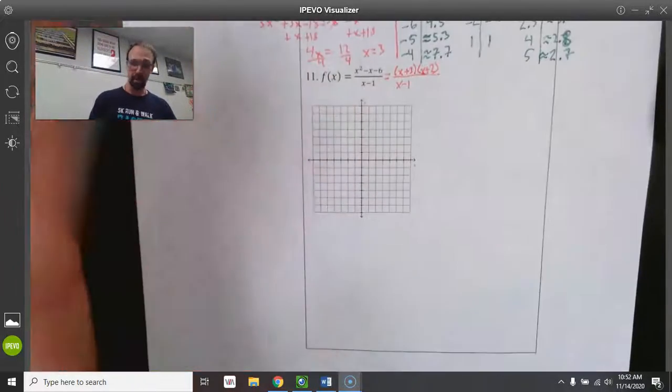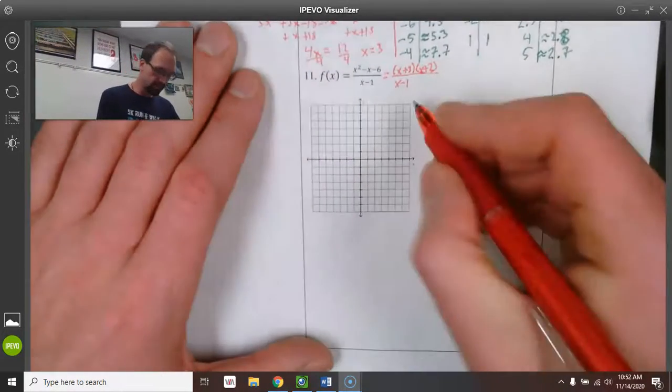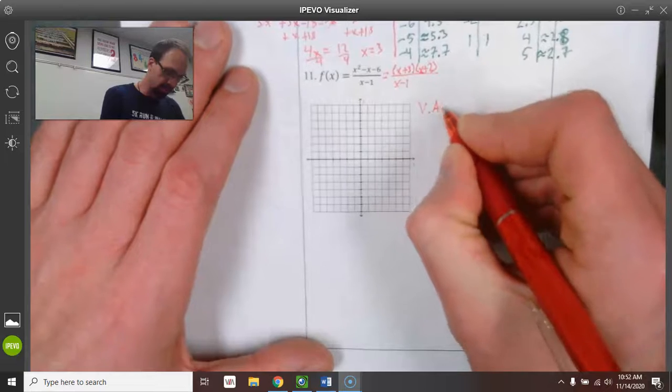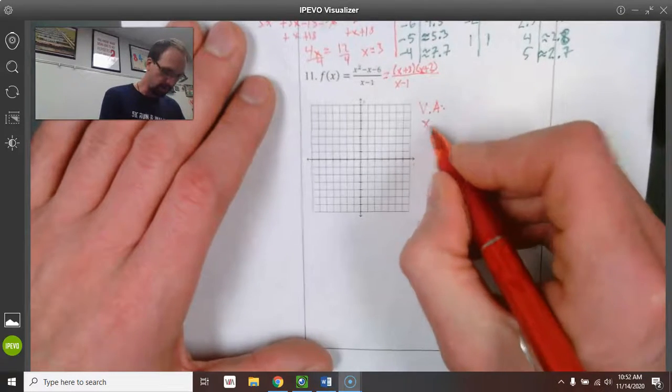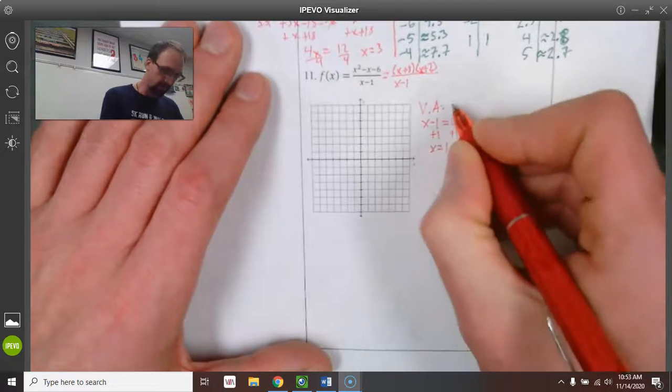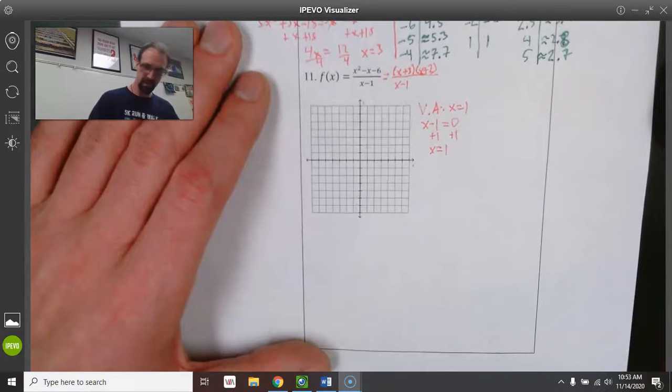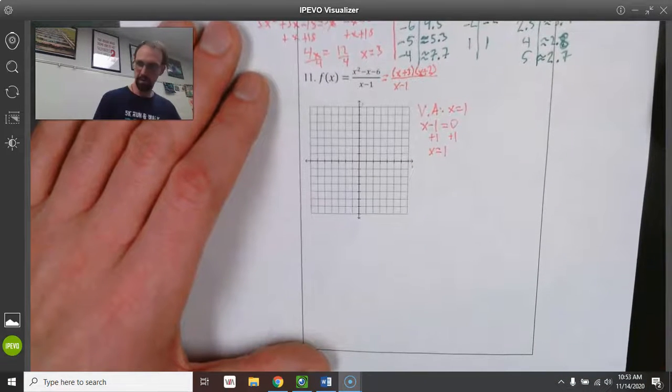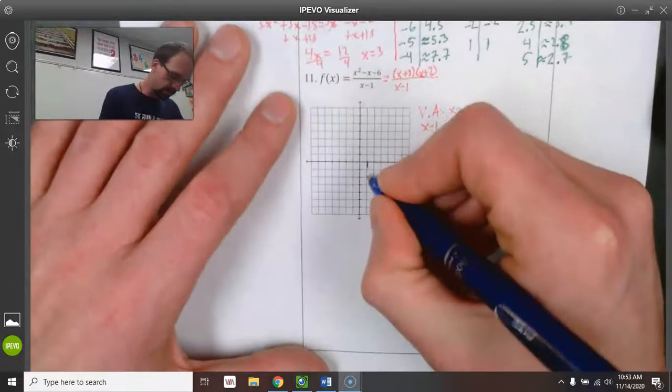So for here, we're going to find vertical asymptotes, just like we've been doing. So set the denominator equal to 0 and then solve. And I get x equals 1. So that's this here.